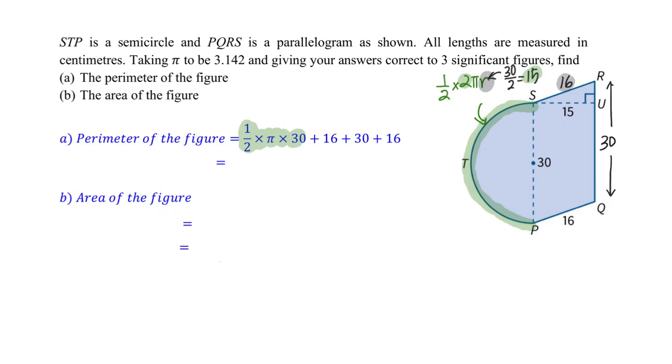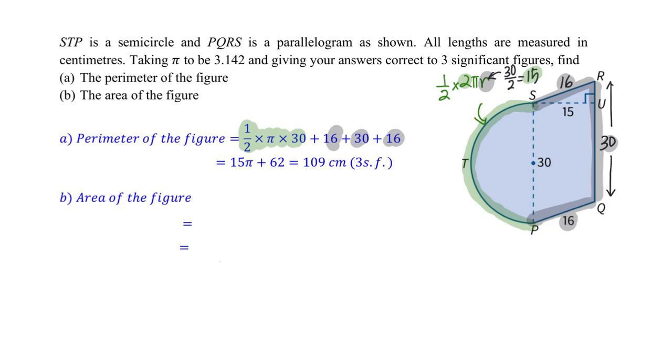Of course, I will have a 16, 30, and 16 to complete the perimeter, to give me the answer to be given in 3 significant figures. 109 cm, 15 pi plus 62.